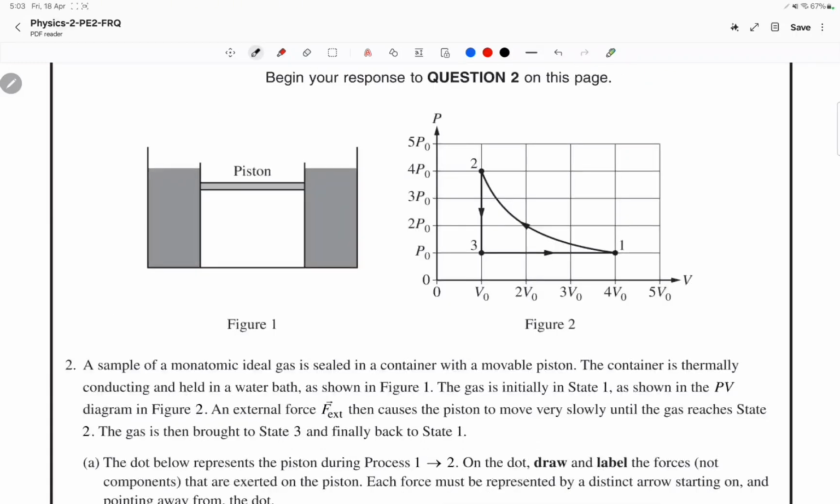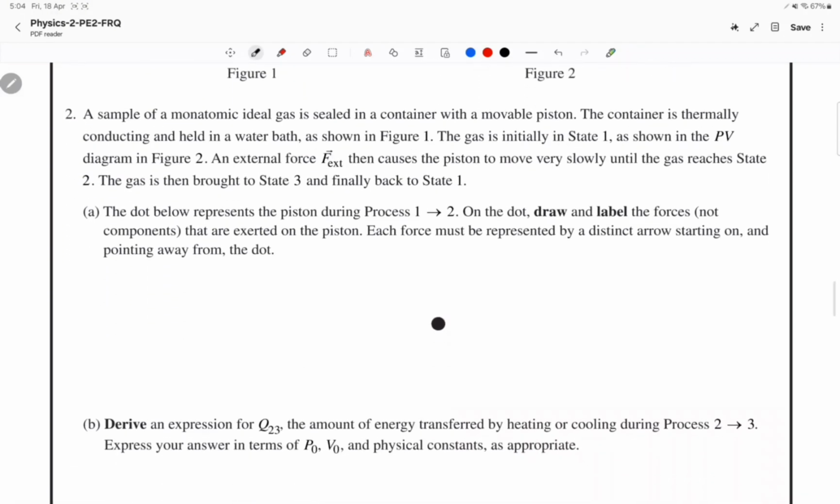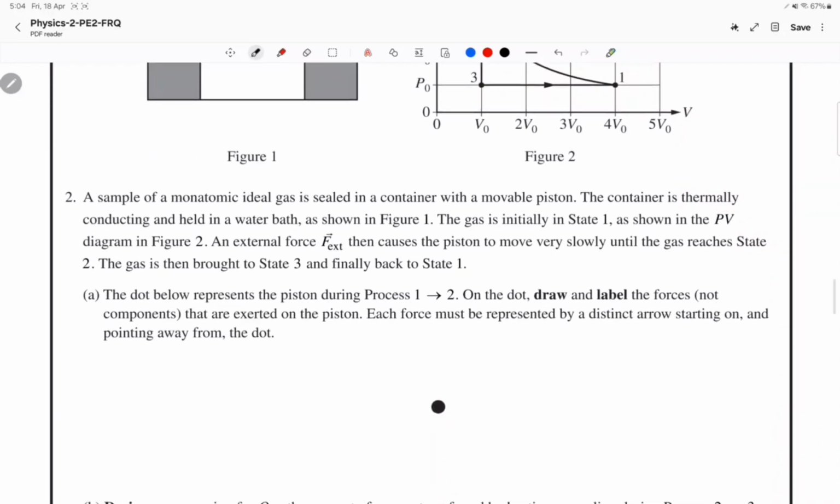A sample of monatomic ideal gas is sealed in a container with a movable piston. The container is thermally conducting and is held in a water bath. The gas is initially at state 1, and an external force makes the piston move very slowly until the gas reaches state 2. The gas is then brought to state 3 and finally back to state 1. The dot below represents the piston during the process 1 through 2.